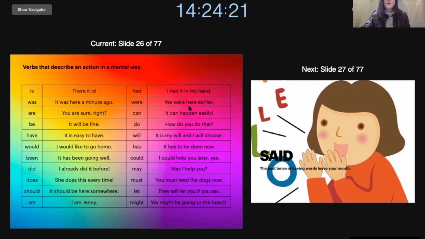Were. We were here earlier. So you can say, we went to the restaurant, and then later you go to the restaurant again, and then you say, we were here earlier. Can, it can happen easily. It can happen easily. So this is a possibility.